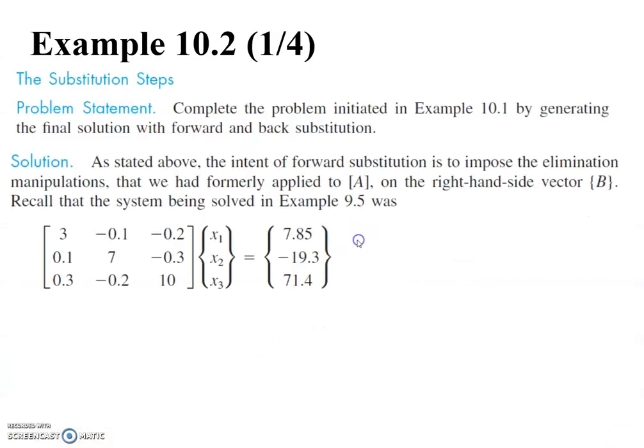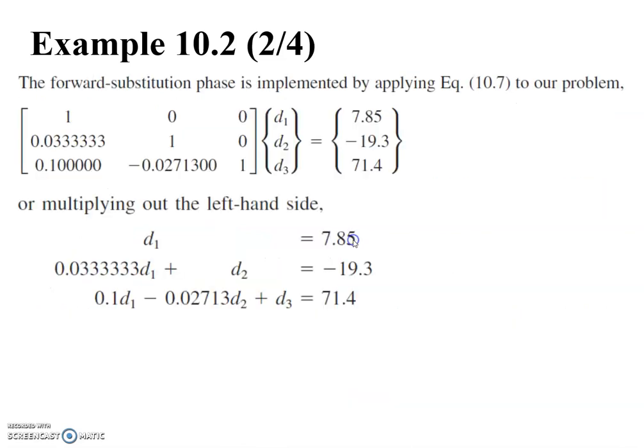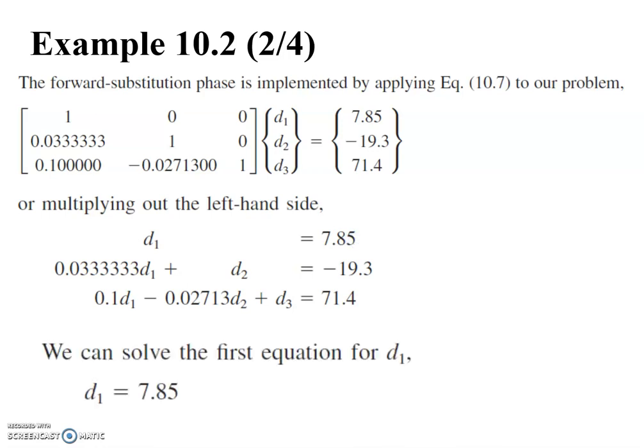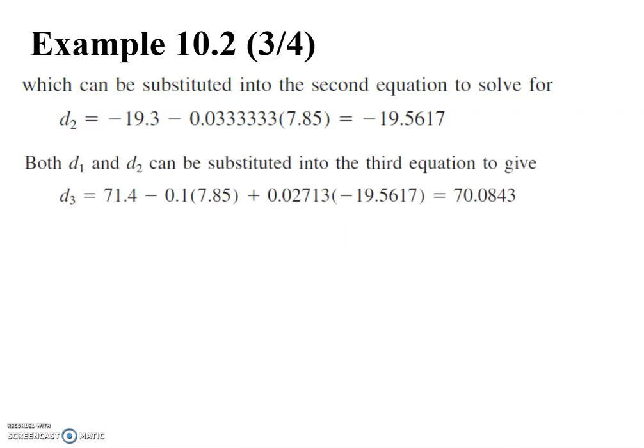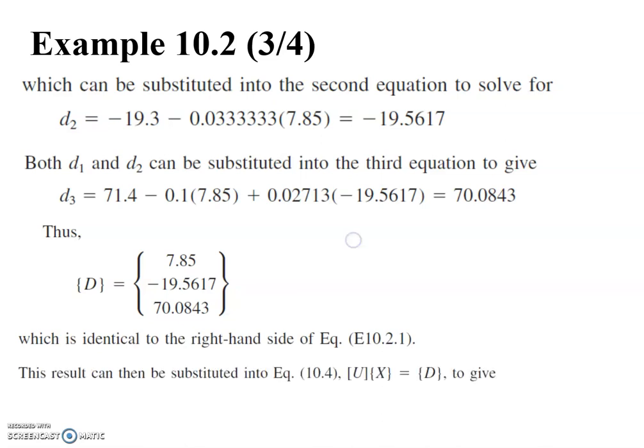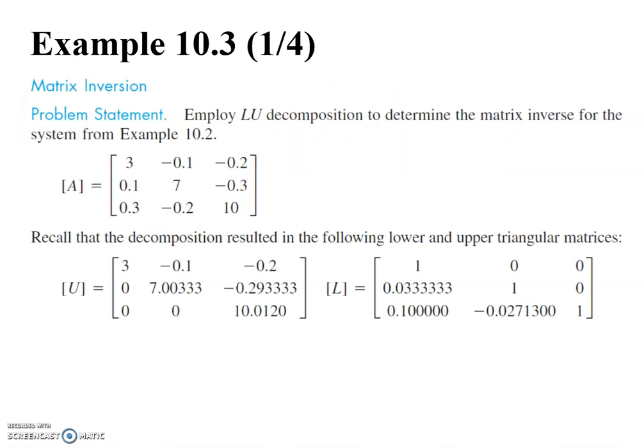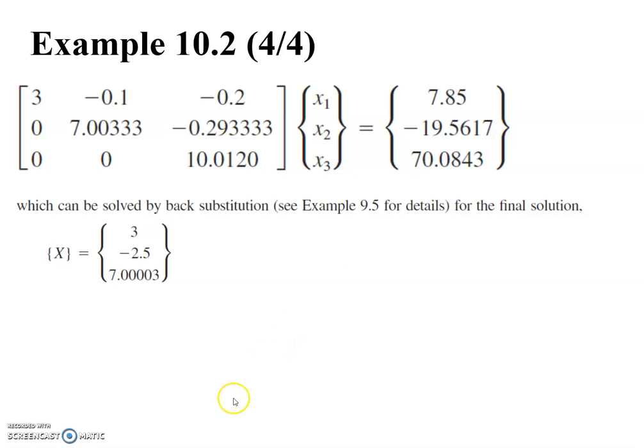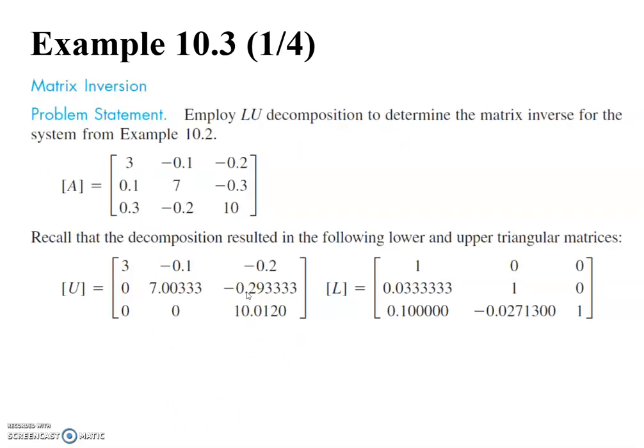So as you can see, the solution from Microsoft Excel has been explained for this example. First we got d1, then d2, then d3, then the vector d, of course, and then we got x3, x2 and x1. Okay, 3, minus 2.5 and 7.003. Okay, so next we will use this LU decomposition for calculating the inverse of this matrix. So LU decomposition can also be useful for finding the inverse of this matrix A. Okay, so for this there is a step-by-step procedure which will be easier to understand if I do it on Microsoft Excel. So we have used the same example as before. So this is the same matrix A, which we earlier transformed into U and L matrices.